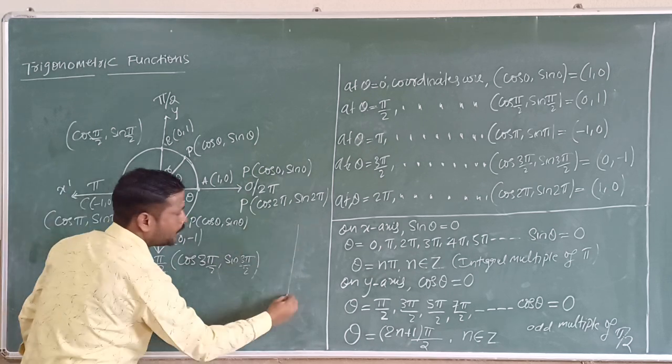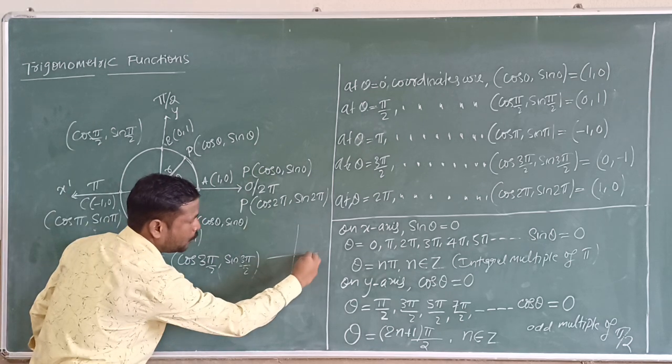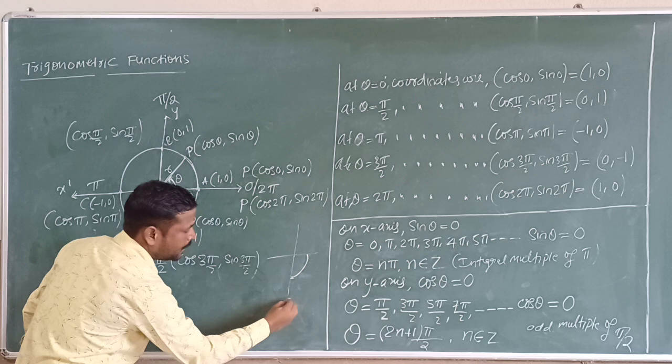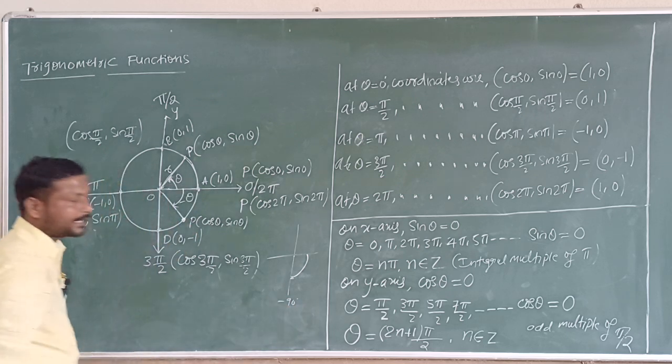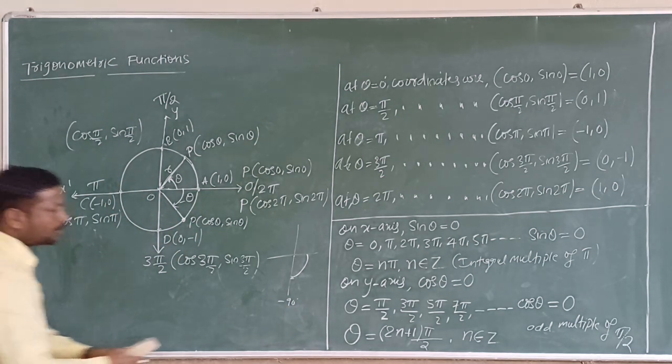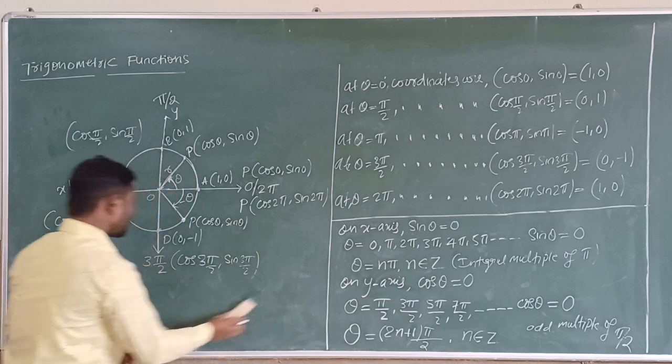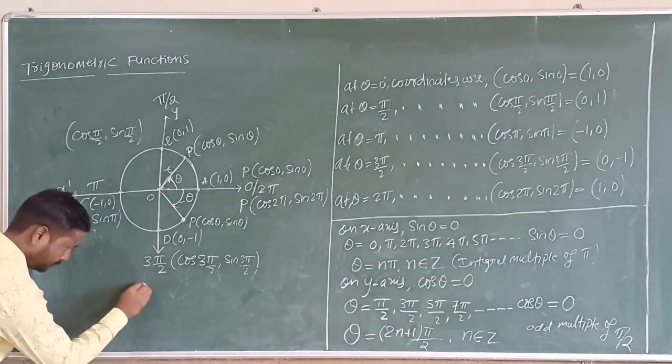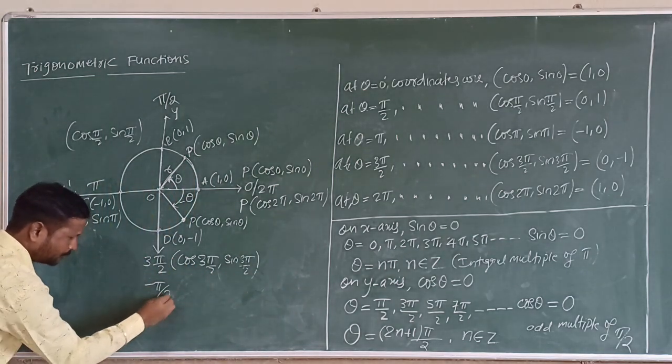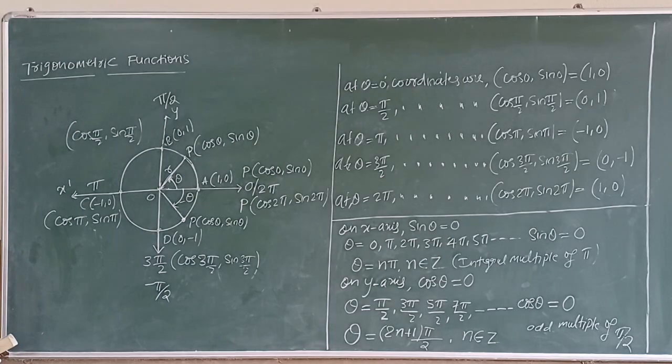Okay, the revolving line rotates and stops here. Then it becomes how many degrees here? Minus 90 degree. Right? See here, minus 90 degree. Write here, take care, minus pi by 2. Minus pi by 2. Right?